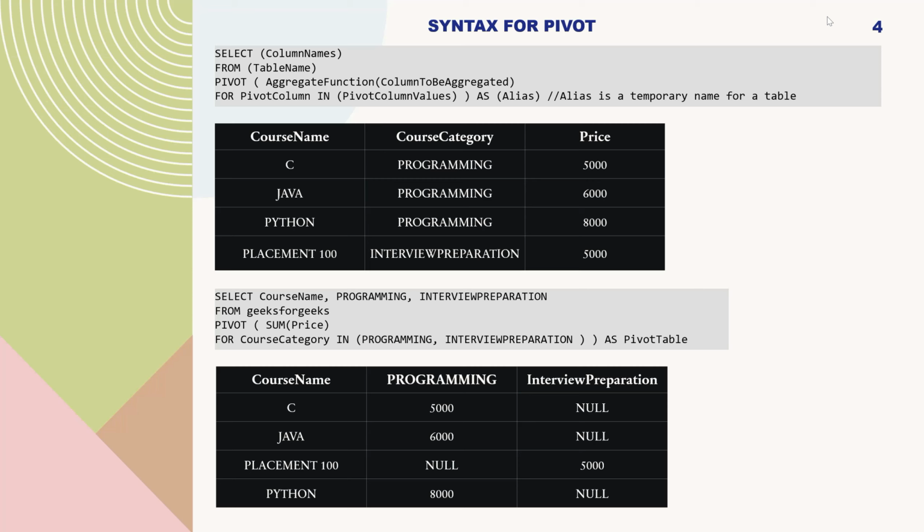So you can see the course name, the category and the price. Here we have the pivoted version of the data. You can see we are pivoting the data based on programming and interview preparation. We can see that the rows that we had here have transformed into columns, and we can get data for each of the course names that we just saw here.